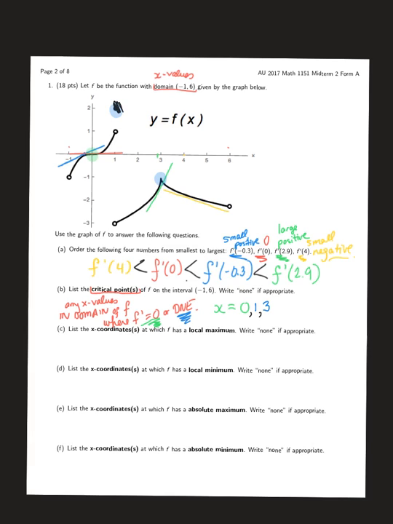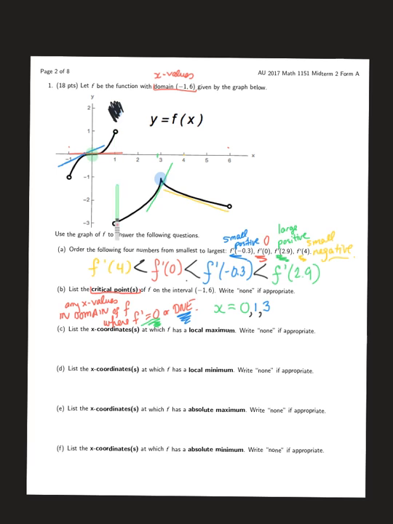Let's say that this point (1, 2) did not exist in the original graph. Would 1 still be a critical point? The answer is no, because now 1 is not in the domain of our original function. There is no point at x equals 1.